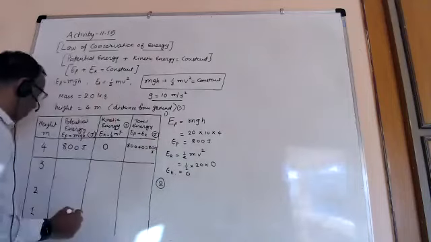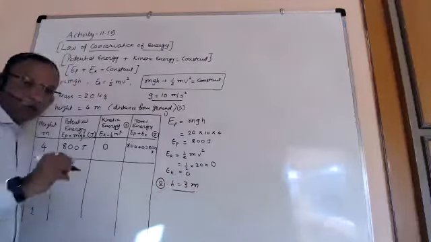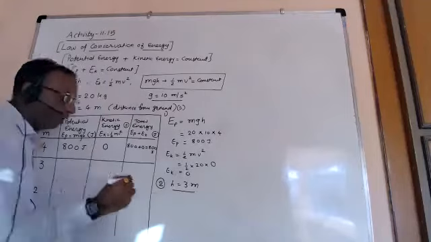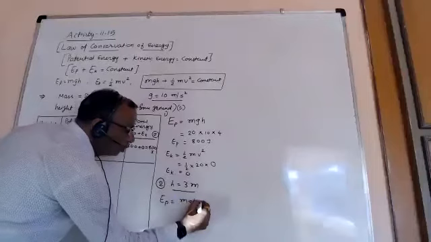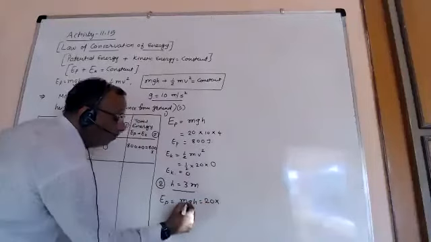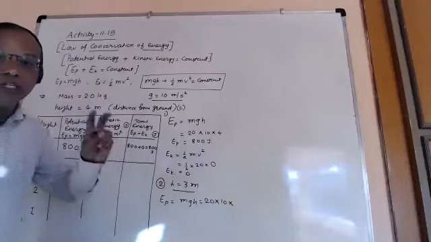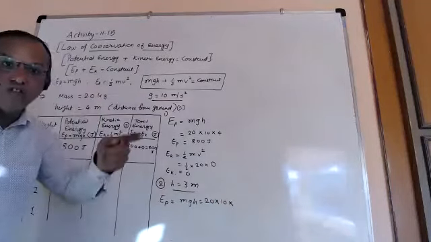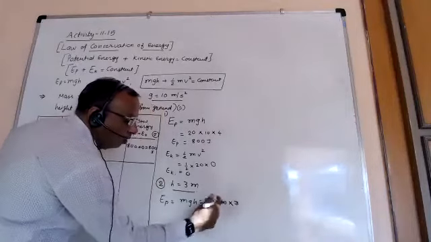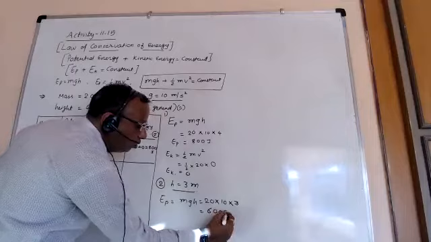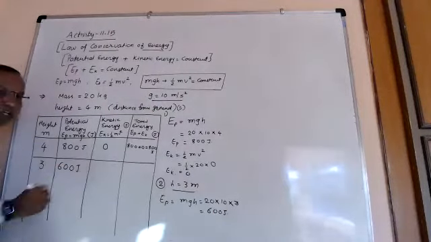Now what is for the second? So in the second case, friends, the height is 3 meter. Now this is the most important term here. EP is equal to, once again, mgh. M is 20 kg, g is to be taken as 10, friends, and the height now is 3 instead of 4. So we have to take 3 here and we get the answer 600 joule. So here the answer we obtain is 600 joule.